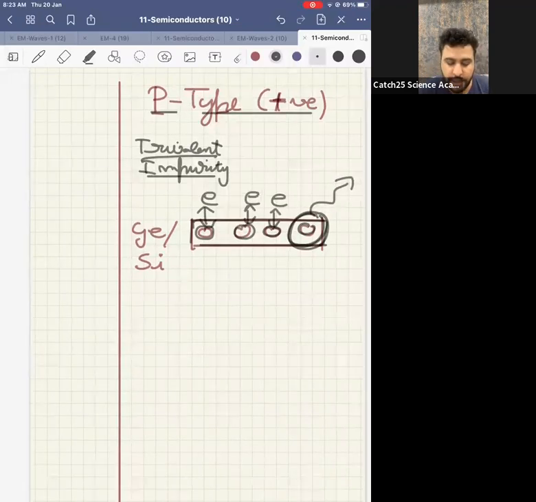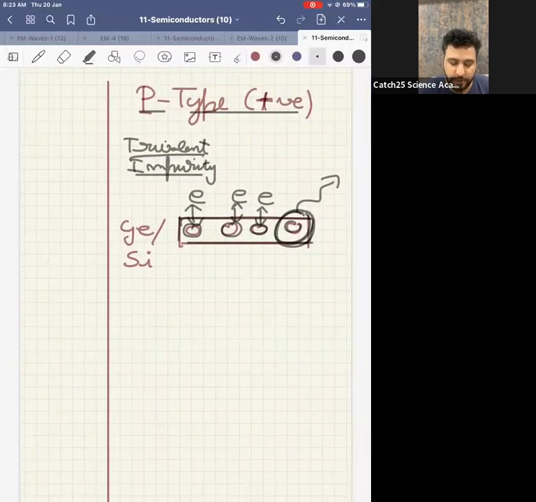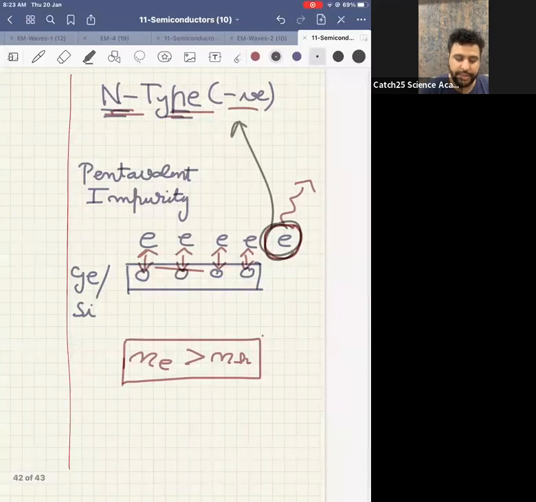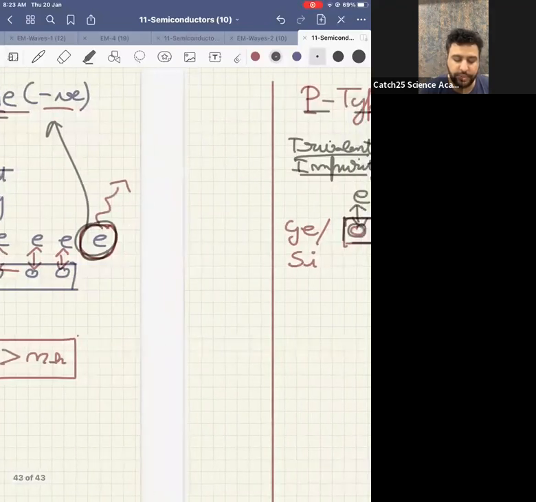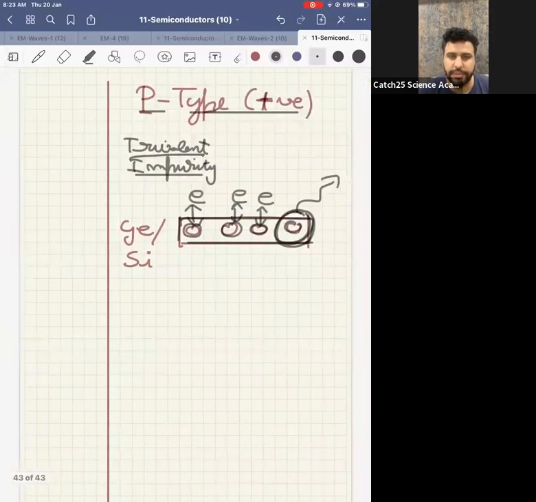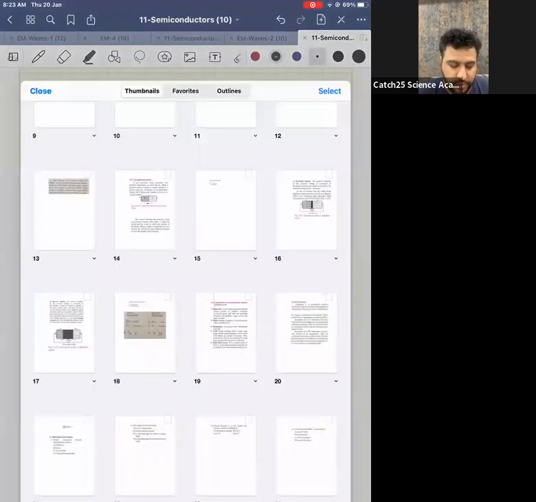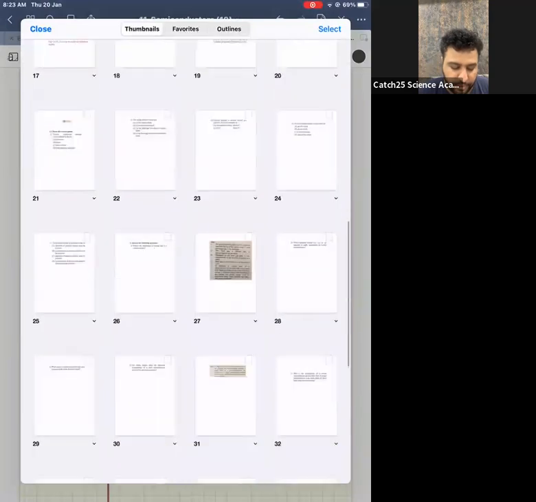Now, since hole is responsible for conduction, it is called P-type. In the previous one, electron was responsible for conduction, so it was called negative type. In this case, hole is responsible for conduction, so it is called positive type. Therefore, can I say for this type of semiconductor, number of holes is greater than number of electrons. Therefore, look at what I have written in the module.